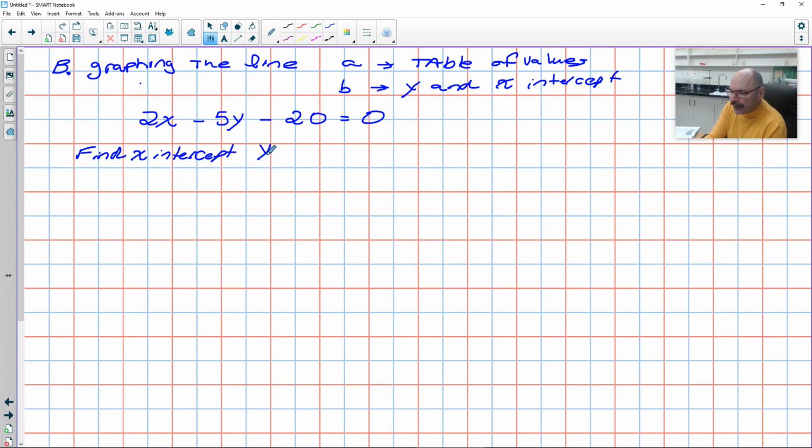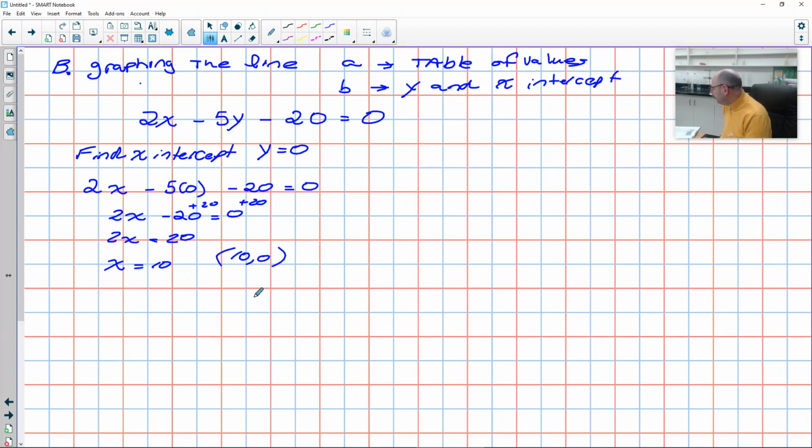So that means y equals 0. So you go 2x minus 5 times 0 minus 20 equals 0. So you get 2x minus 20 equals 0. You get 2x, add 20 to both sides, equals 20. And you get x equals 10. So the x-intercept is 10 and 0. Okay.